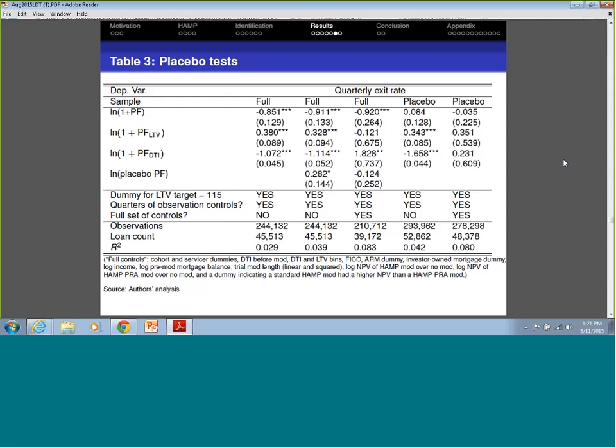And so I'm just going to illustrate, this is the same graph where we have included GSE mortgages. So these are mortgages that did not receive the treatment. And as you can see, they have no kink in behavior at the point where the treated loans do.